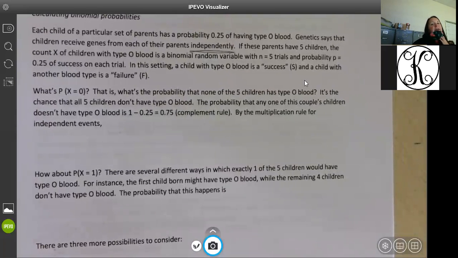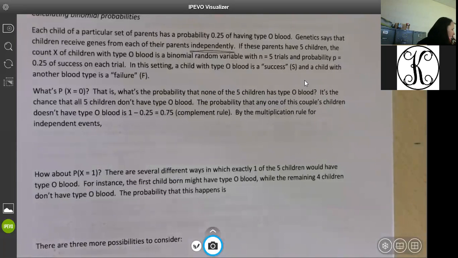What's the probability that X equals 0? So none of the 5 children has type O blood. It's the chance that all 5 children don't have type O blood. The probability that any one of these couple's children doesn't have type O blood is 1 minus 0.25, or 0.75. So a success is 25%, so a failure would have to be 75%. Got it? That's all that's saying.